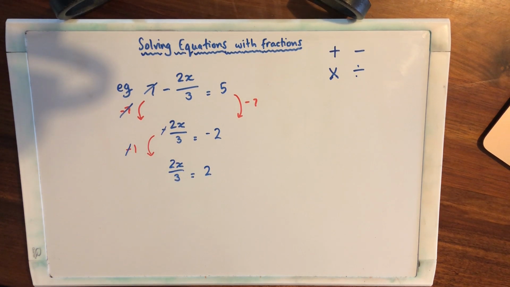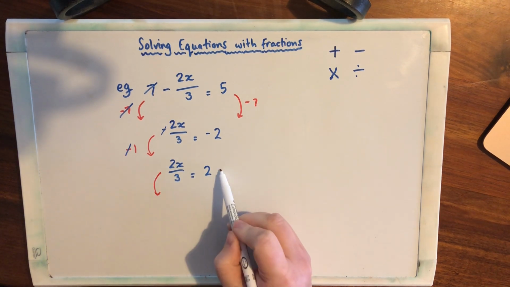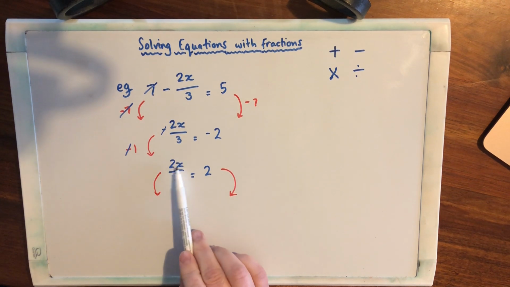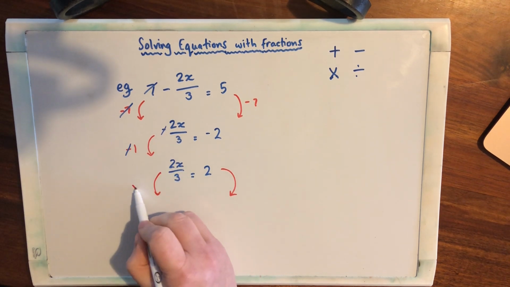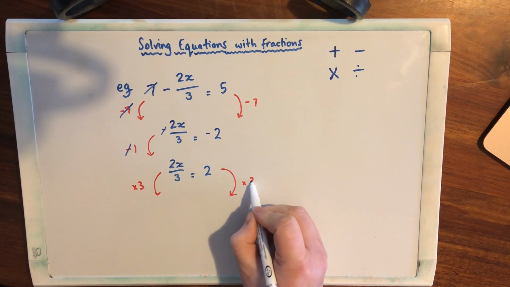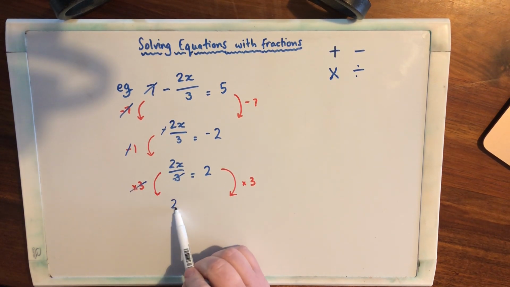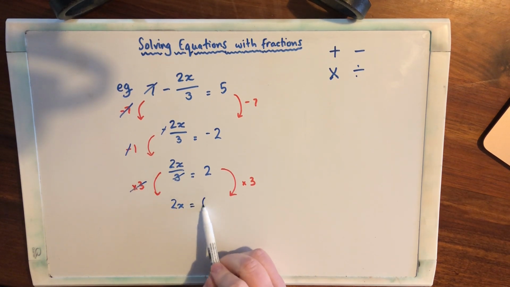Okay, let's look at the next step. The next step would be to get rid of that lower denominator. So I've got 2 times x divided by 3. If I'm going to divide by 3, I can easily do the opposite of that, times by 3, and cancel the denominator out. That leaves me with 2x equals 2 times 3, which is 6.